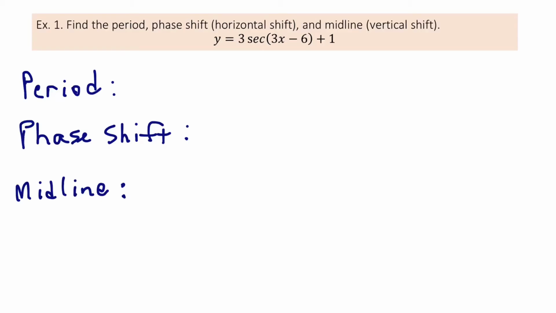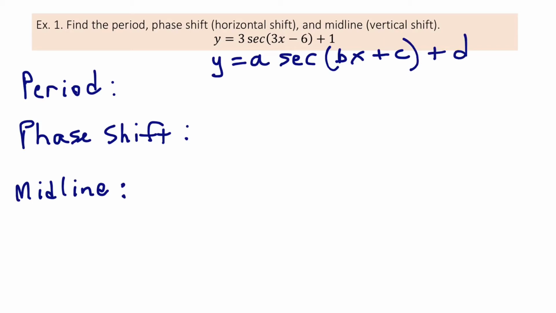So in this example, we're asked to find the period, the phase shift, and the midline. So this problem does have a midline. And so therefore, let's look at y is equal to a secant of bx minus c, we'll say plus d. Looking at what we're given, we've got an a of 3, we've got a b of 3, we've got a c of 6, and a d of 1.